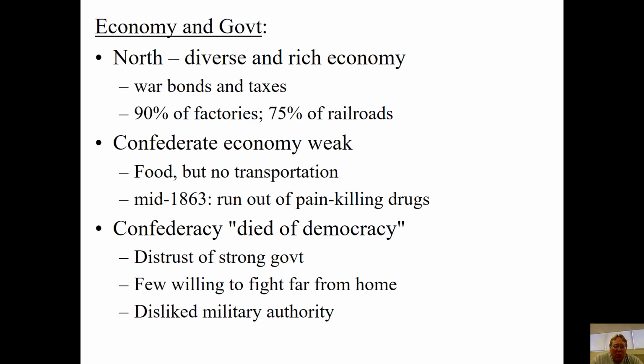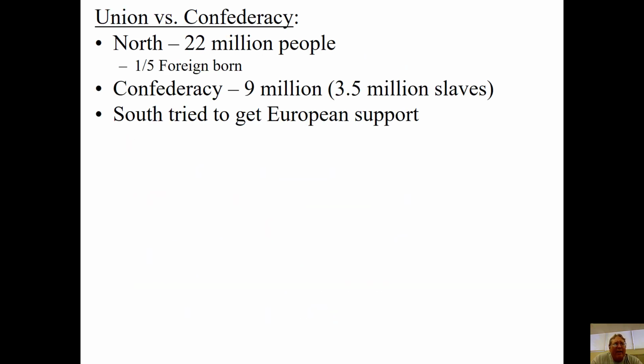On the flip side, the North, again, seems to have everything it needs to win this war. But there are some issues here. Out of 22 million people in the North, 20% of them, about 4 million, weren't born in the United States. They're from places like Germany and Ireland. And they don't feel that this is their fight. They're not going to be willing to go and fight. As a matter of fact, sometimes they're going to have to be forced.